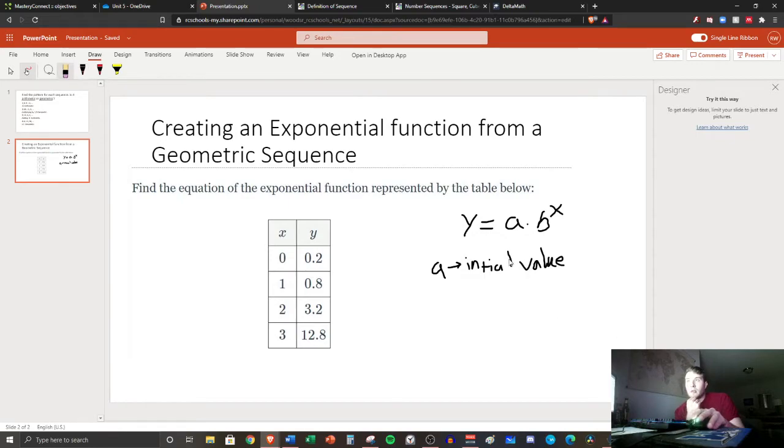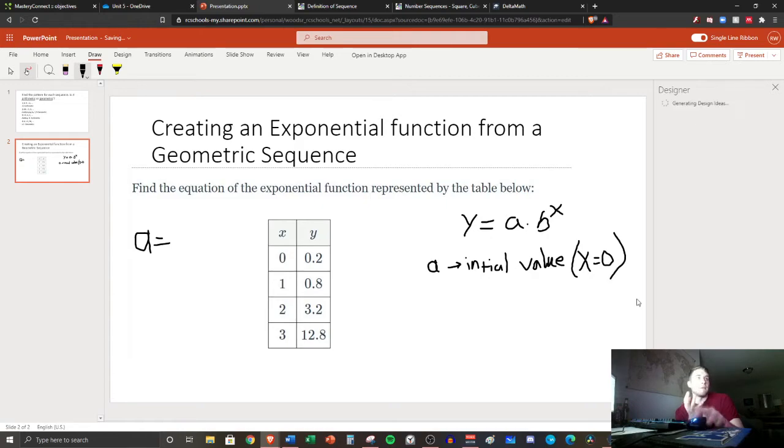And you would have done growth and decay functions as a freshman and possibly last year, but this right here is going to be important to review for when we get into interest. So initial value. In this case, what is a equal to? Let's go ahead and put in parentheses where x equals 0. This is the starting point for this.